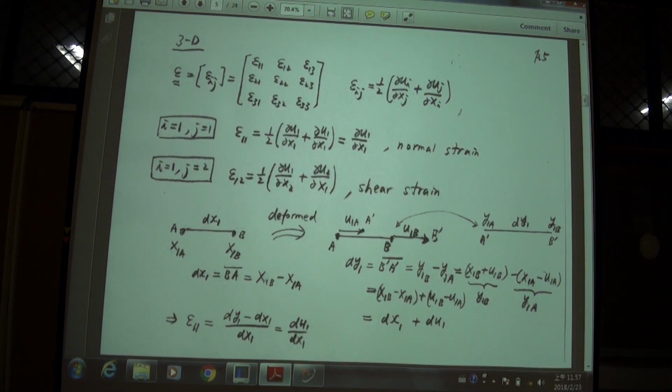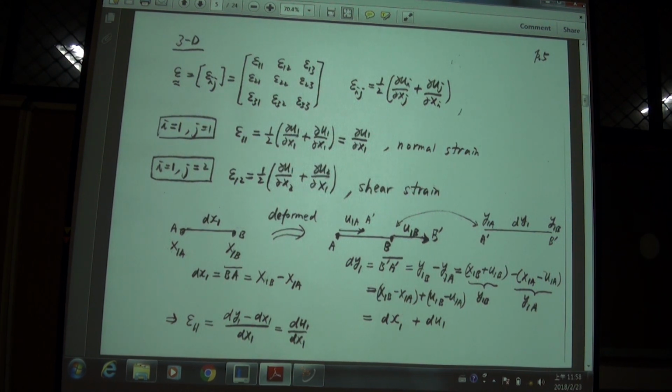Let us talk about the index notation. Before we do this, we talk about the more general case, the three-dimensional case. We have epsilon ij's: epsilon 11, epsilon 12, epsilon 13. Now, if we put i equal 1, j equal 1, what happened? We have epsilon 11, and these two terms are equal, so this 1/2 can be cancelled out.